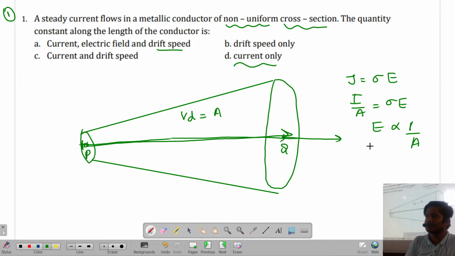So what remains constant? Current remains constant. Electric field varies and drift velocity varies. What remains constant is your current. Got it or not? So current remains constant. Option D.